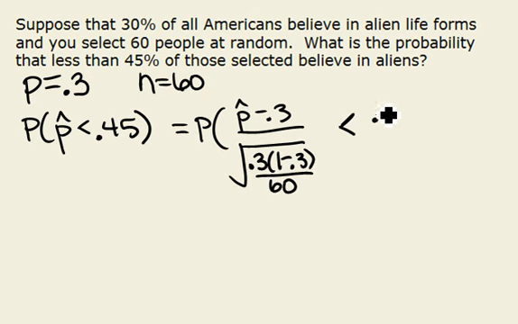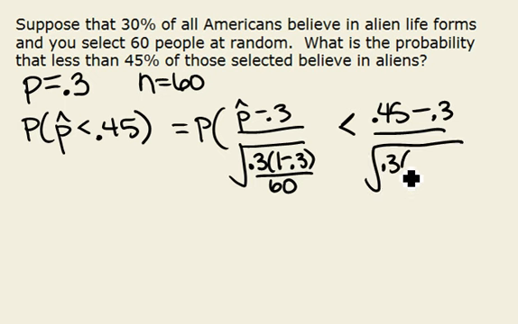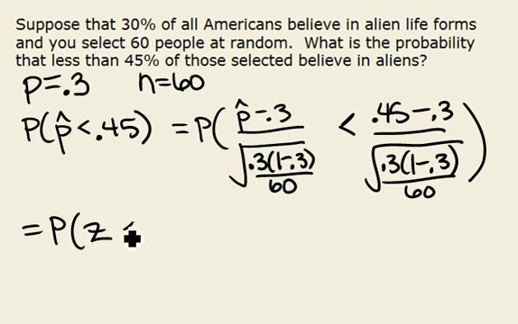So we'll do that to the number also. Subtract 0.3, divide by the square root of 0.3 times 1 minus 0.3 over n. So we now have a z, since we've standardized, and the number that we get here is less than 2.54.